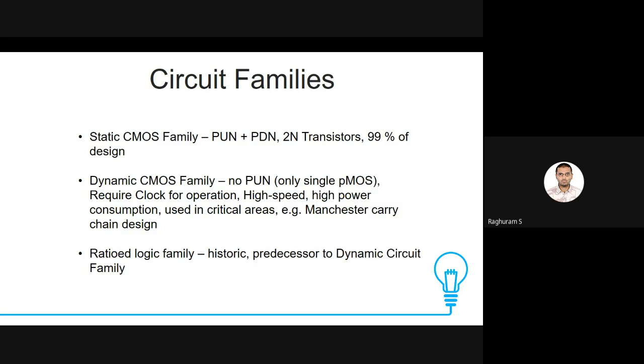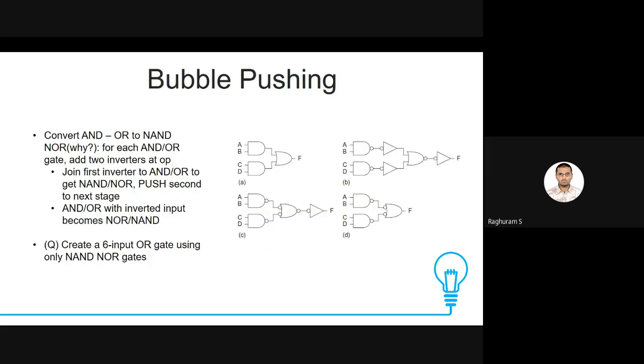So we will not go too much into ratioed logic. We will see some gates, but purely from a historical perspective. Today, no practical circuits are there in the ratioed logic family. So in the first part of the unit, we are going to see only static CMOS circuits, okay? But we are going to see different ways in which we can reduce the delay.